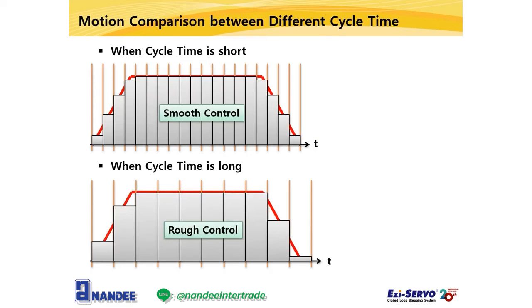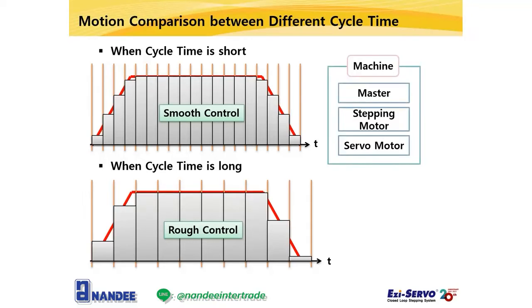Then, why is the minimum cycle time important? For example, in synchronous control, if the cycle time is short, smooth and high precision control is possible. But if the cycle time is long, smooth operation is not possible. Depending on the requirements of the machine, stepping motors and servo motors are often used together. In this case, the cycle time should be used in accordance with the longer one.